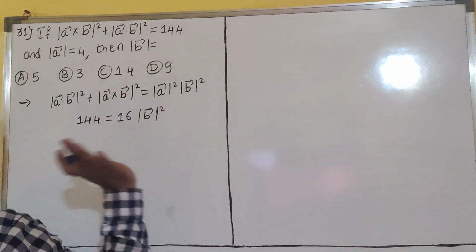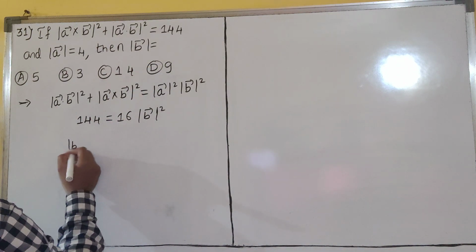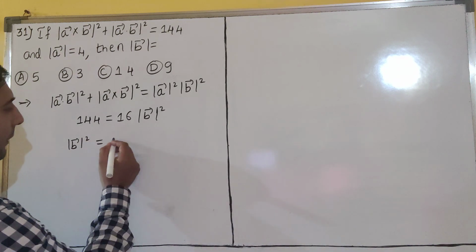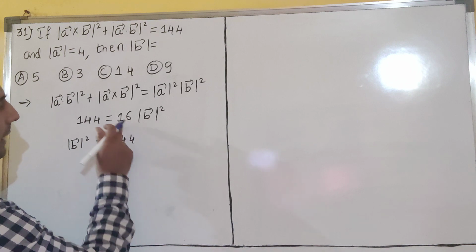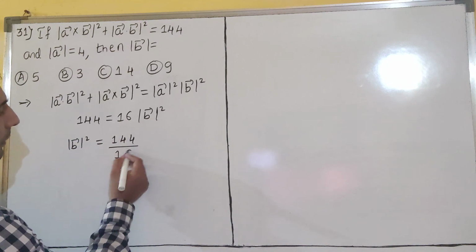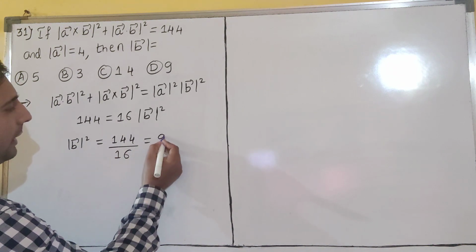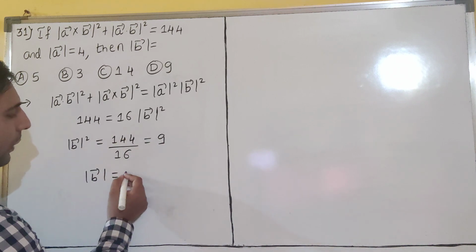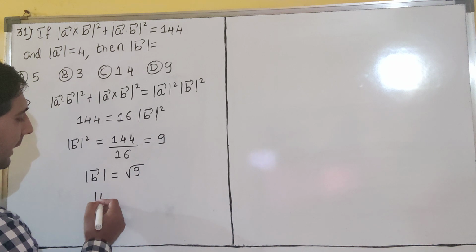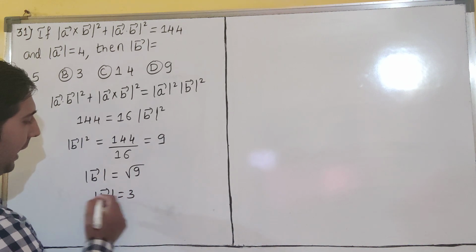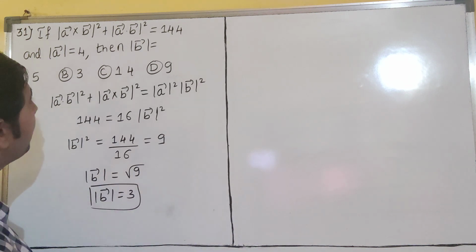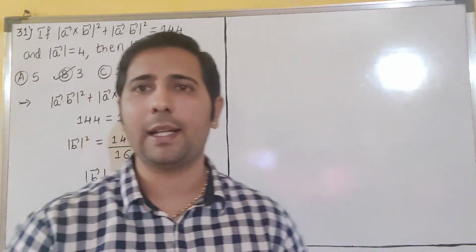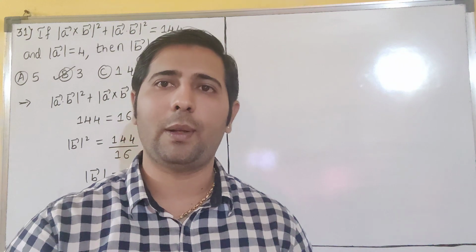Here square is there, don't get confused, no problem. Magnitude of vector B square is 144 over 16. You send 16 this side, it will come down. 144 by 16 is 9, dear students. If you send square on this side, square root of 9 is 3, dear students, and this is our required answer. So that is matching with what? B for bingo. Bingo is the answer, dear students. I hope you understood. So we'll go for the next question.